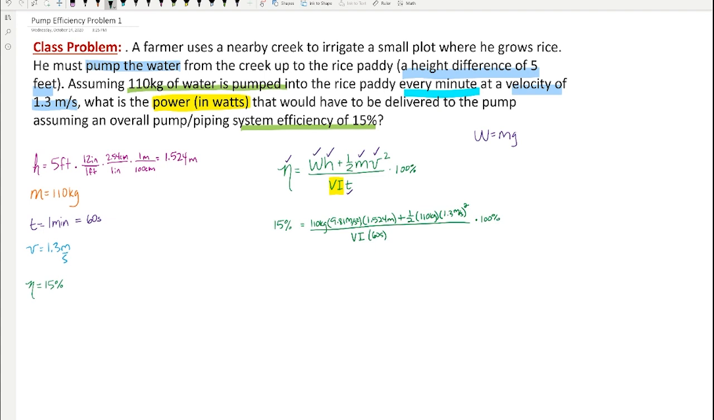Now I can rearrange this and solve for voltage times current and rewrite my equation. And now I have it in a form where the power is equal to all the terms that I know. I can calculate that out and I get power to be 193.06 watts.